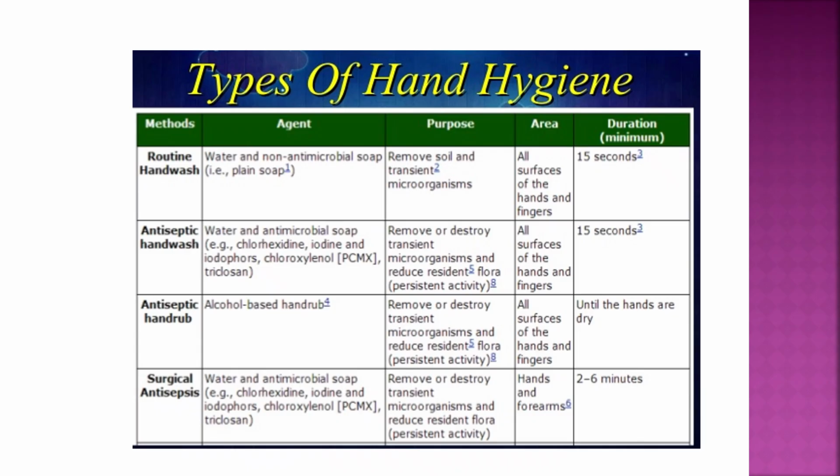A surgical hand wash is use of antimicrobial soap and water. It removes or destroys transient microorganisms and reduces resident flora. The area is mainly different. Here it is surfaces of hands, fingers and up to elbow, forearm. So duration is longer, minimum is 2 to 6 minutes.